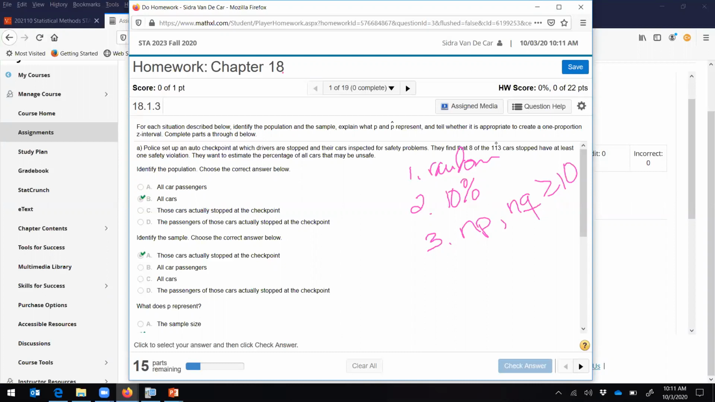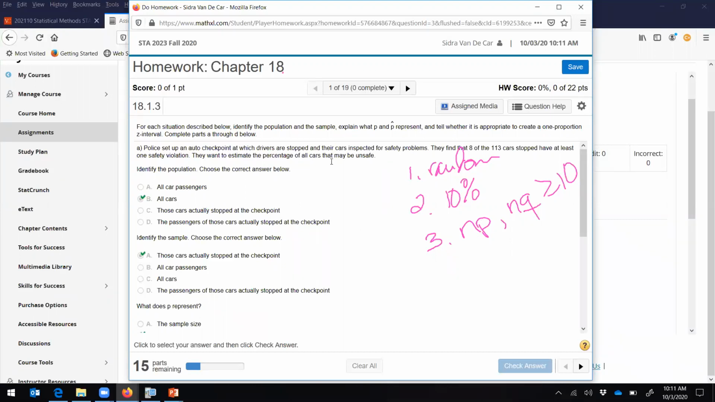Now, the 10% condition. Certainly 113 cars is not more than 10% of the total cars on the road. So we're good there. Now the np and the nq. I'm expecting the number of hits that I get here, that's what the np is representing. n is the number times what we suspect the population proportion to be.